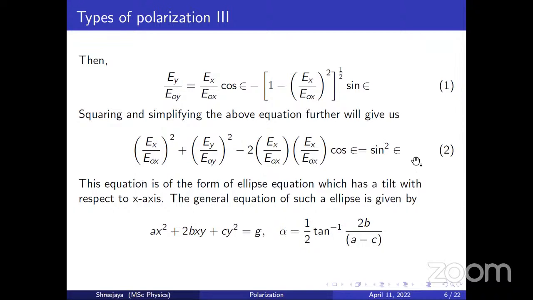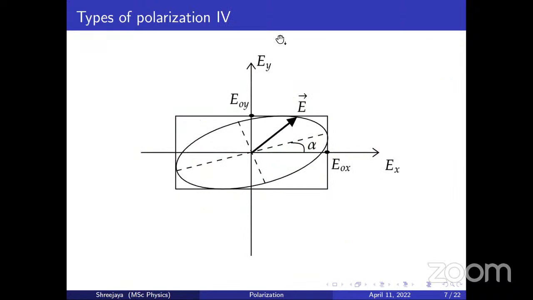You obtain the second equation, which is the form of the ellipse equation. So an ellipse, when it has a tilt, or when it makes an angle with respect to the x-axis, will give something like the second equation, or the general expression that I've written here, and the angle is given by this. This is just the diagram that I've drawn, so you can see the tilt that this ellipse is making with the x-axis.